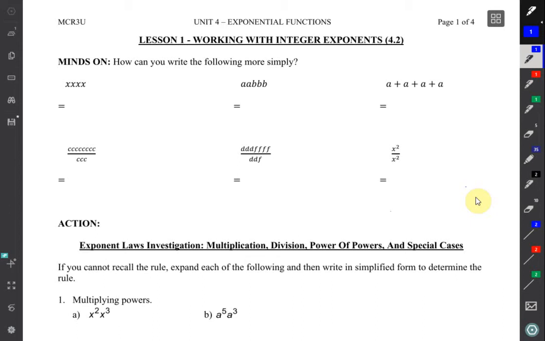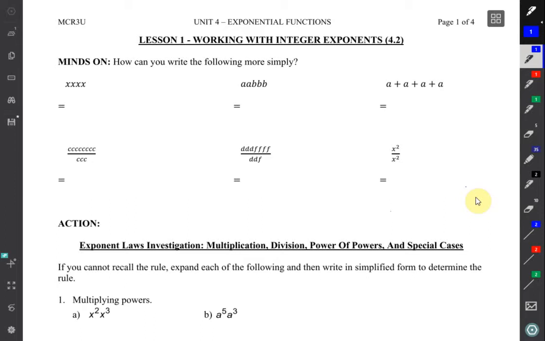In this next unit, we're looking at exponential functions. Part of working with exponential functions is being able to work with exponents. In grade 9, you would have been introduced to the idea of the exponent laws.